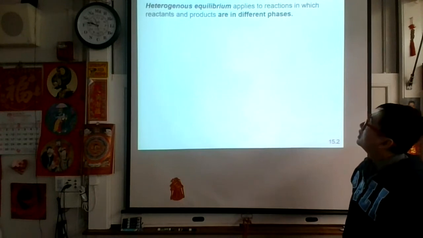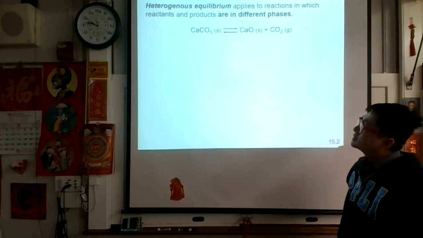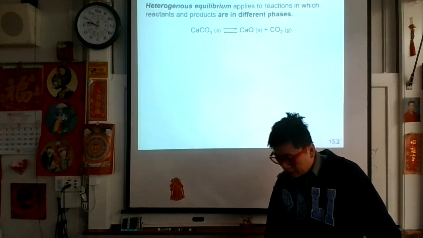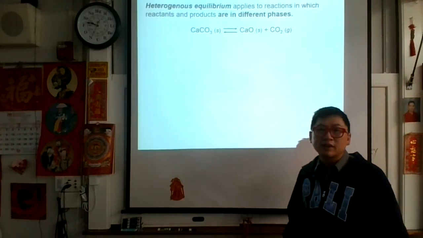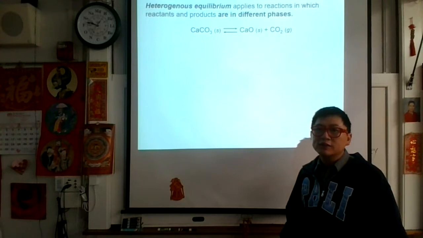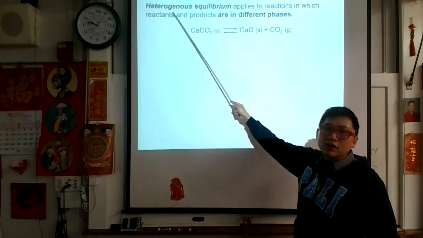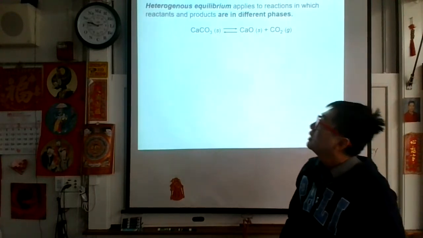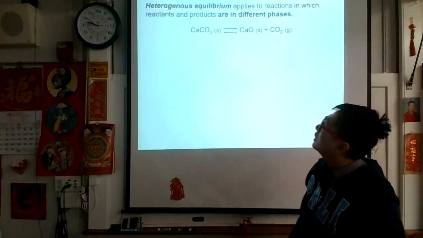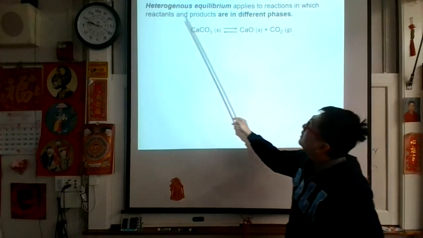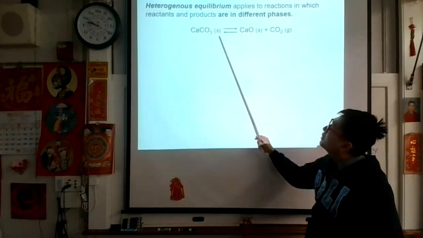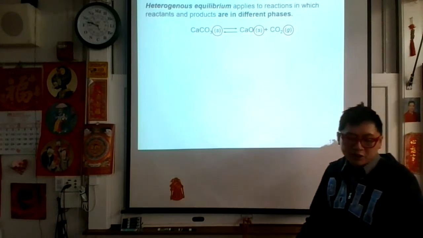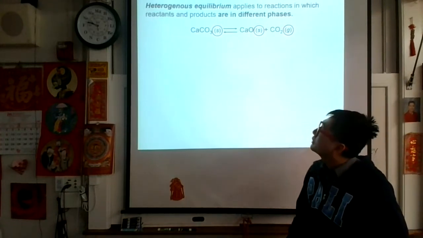Okay, so now that was all homogeneous equilibrium, where everything was the same state of matter. But what if things are different states of matter? Then we get what's called heterogeneous equilibrium. For instance, here, solids and gases are in different phases. That's why it's heterogeneous, because they're different states of matter.